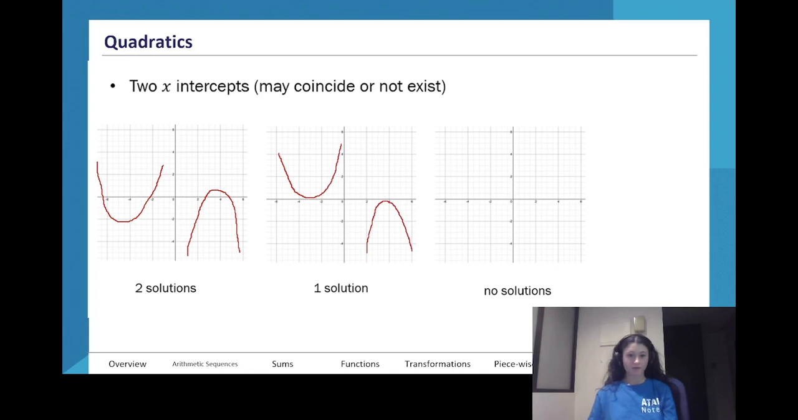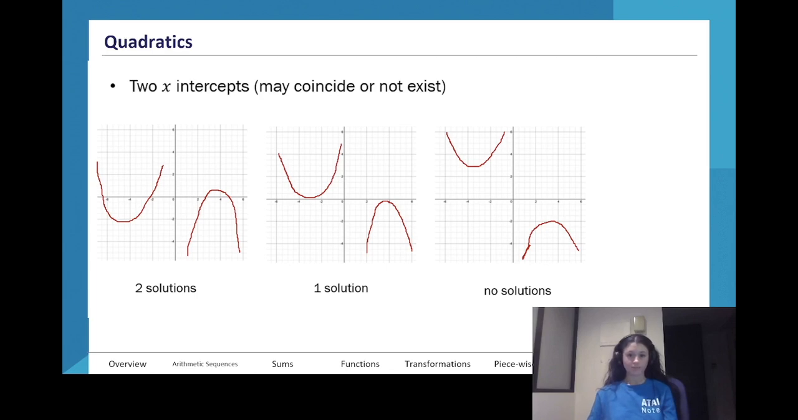A case where there are no solutions will look like where it doesn't touch the x-intercept anywhere. So it'll look like something like this, or something like this. So there's clearly no way that either of these quadratics is going to touch the x-axis.